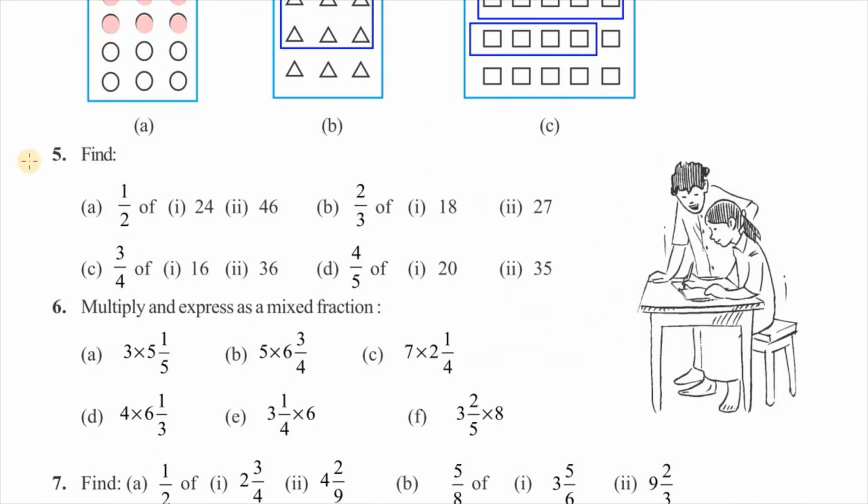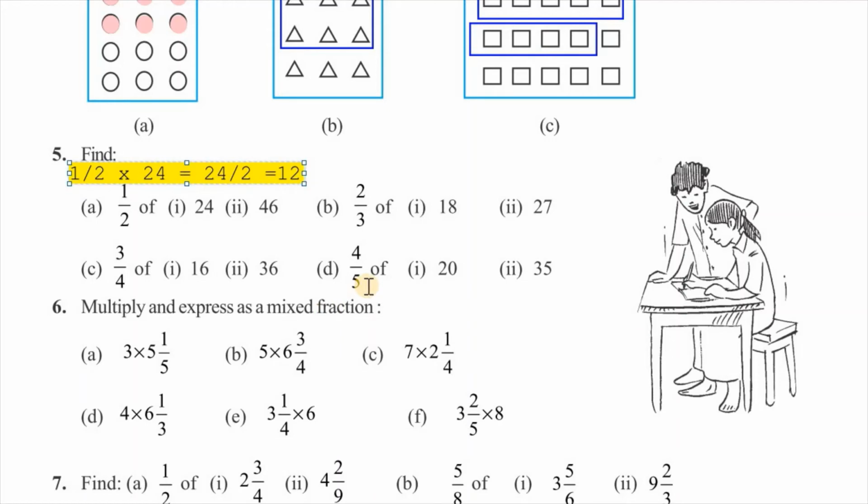Next, let us try question 5. Find half of 24 and 46. All these are very easy problems. All you have to do is use the fraction operator of, and how do you do that? You just multiply it. So let me do some of them as an example. This one is just going to be equal to 24 by 2, which is 12. So the first problem, question A in 5, is going to be 12.